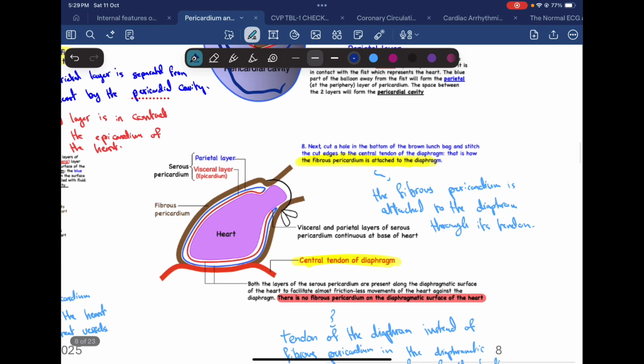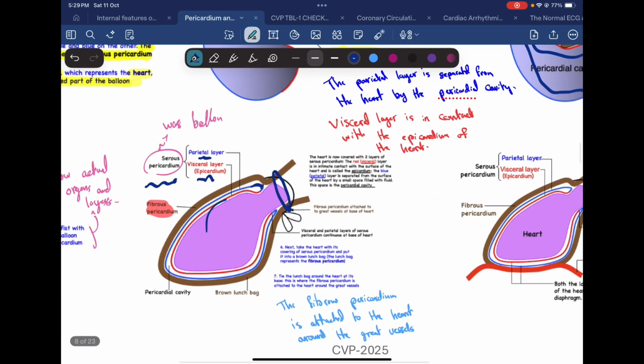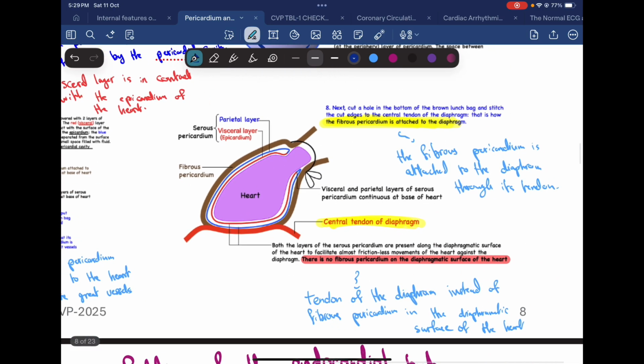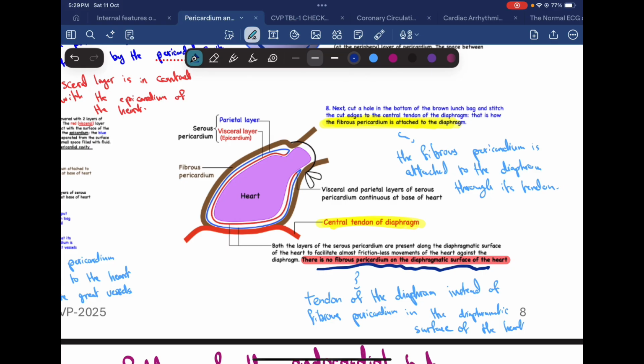Now, the fibrous pericardium, how is it attached to the diaphragm? It's not completely fibrous from down here. There's no fibrous pericardium on the diaphragmatic surface of that. Diaphragmatic means just the inferior surface, the one that's down. Okay? There's a central tendon of the diaphragm right there. That's what's connected to the fibrous pericardium and is right under the heart.